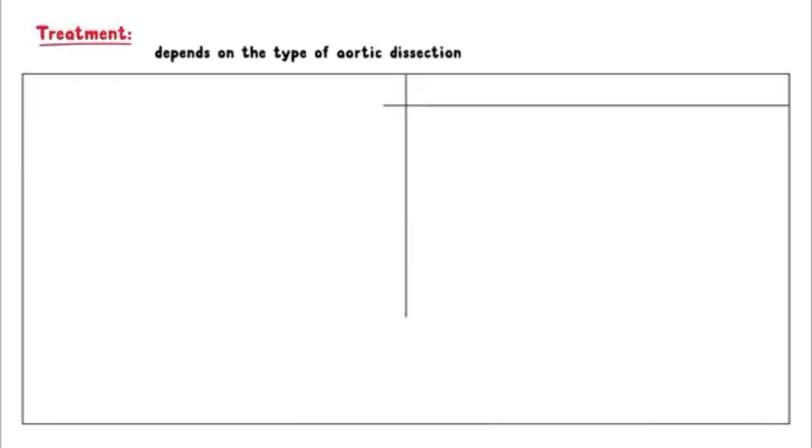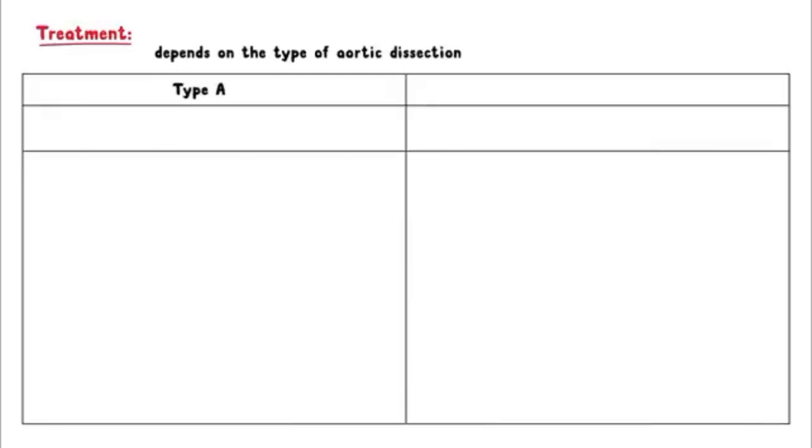Treatment for aortic dissection depends on the type of aortic dissection. There's type A, which develops in the ascending aorta, whereas type B involves a tear in the descending part of the aorta and may extend to the abdomen.